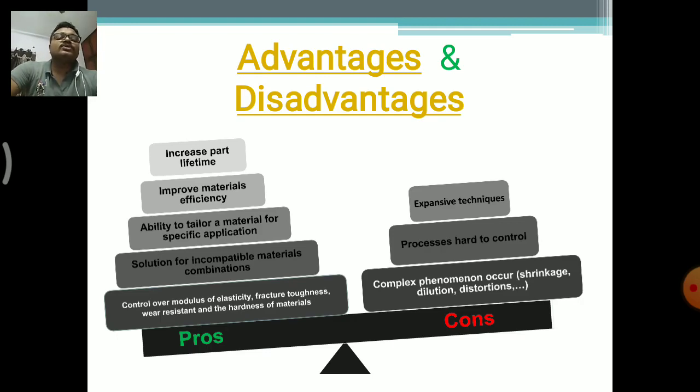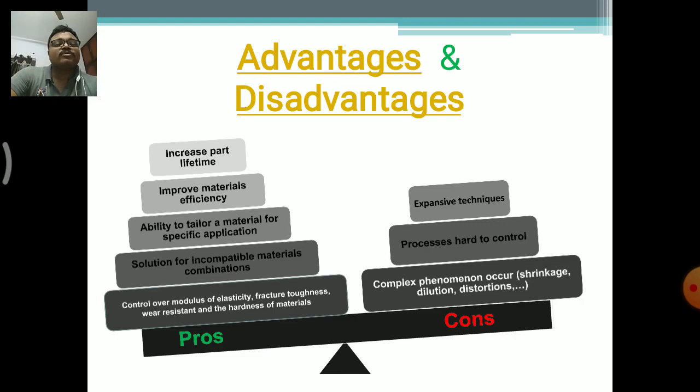Next, going to the other side, that is the disadvantages. First one is expensive techniques. We use expensive machines, and the investment in machinery is very high. So it is an expensive process compared to composites and alloys.